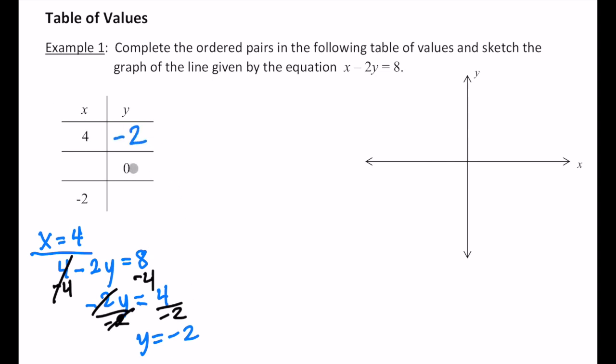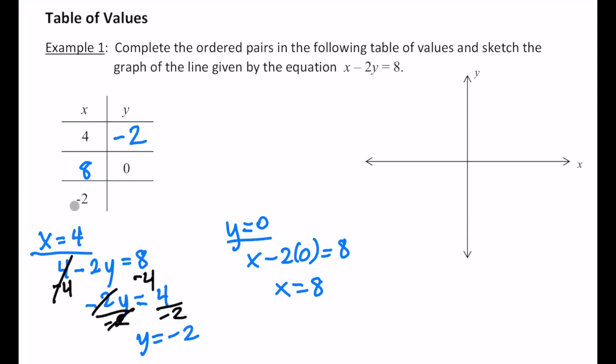Now for the second ordered pair, we'll substitute y equals 0 into this equation. So we have x minus 2 times 0 is equal to 8. 2 times 0 is equal to 0. So we have x minus 0 is equal to 8, or just x is equal to 8. That means that on this line, when we have an ordered pair with y equals 0, the x-coordinate must be equal to 8. And that gives us our second ordered pair.